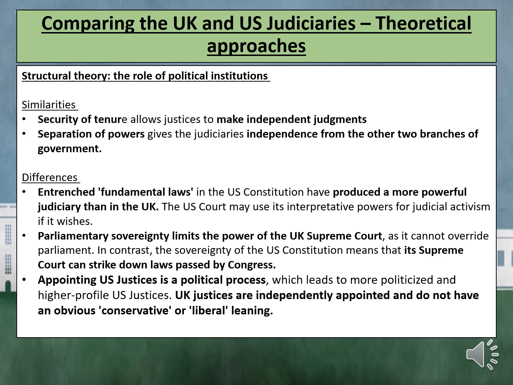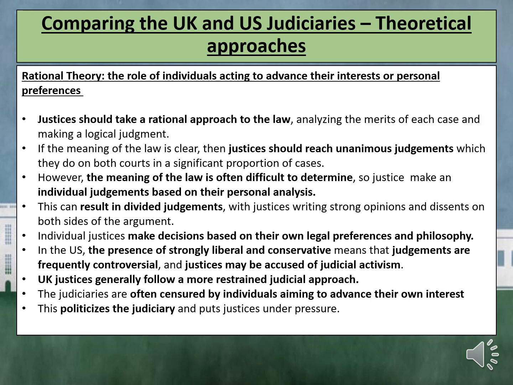Parliamentary sovereignty limits the power of the UK Supreme Court, as it cannot override Parliament. In contrast, the sovereignty of the US Constitution means that its Supreme Court can strike down laws passed by Congress. Appointing US justices is a political process which leads to more politicised and higher profile US justices. UK justices are independently appointed and do not have an obvious conservative or liberal leaning.